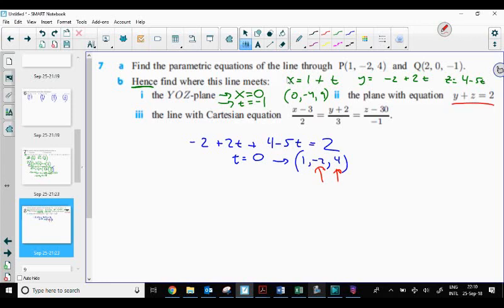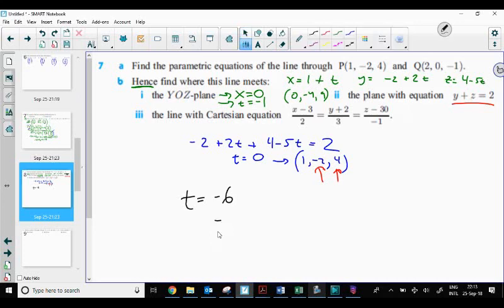And for Roman numeral 3, we're just finding out where 2 lines intersect. That's from the last video as well, so I'm not going to get into it. If you want to try it, t should be equal to negative 6, and that will get us negative 5, negative 14, 34 as our intersection coordinate.